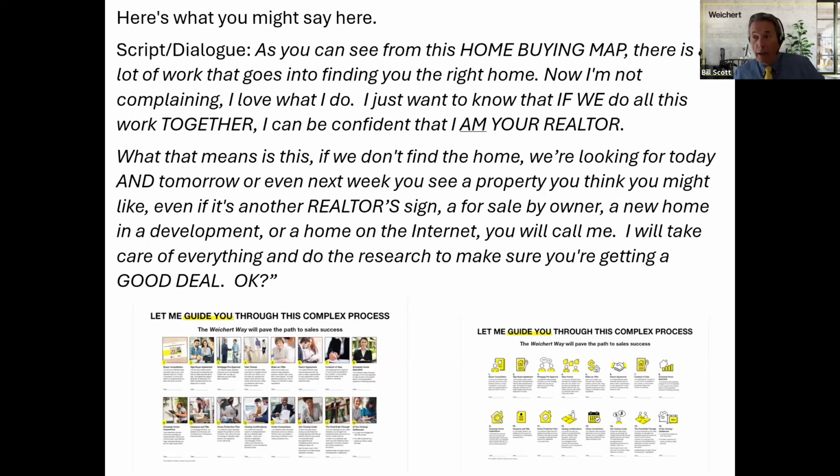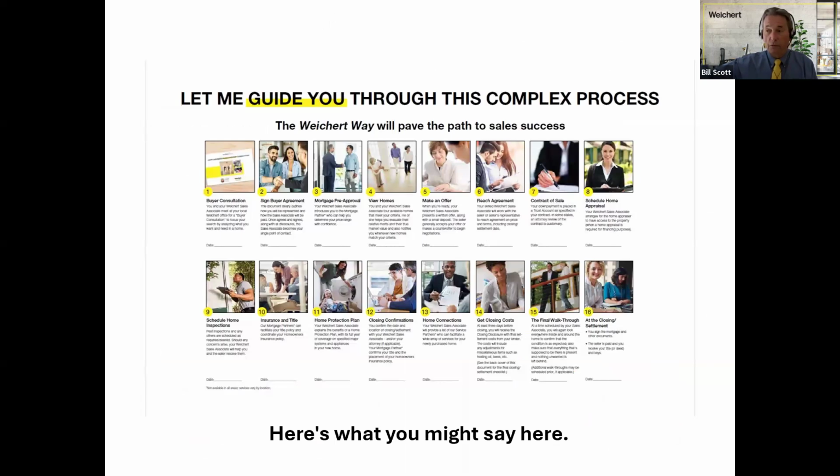As you can see from this home buying map, there's a lot of work that goes into finding you the right home. And you might go through some of these different steps. We're here at step 1 today. I'm going to introduce you to a great lender who can give you an idea of what your buying power is. And by the way, some people that thought they could only afford this much found out they could afford this much because of the different kinds of loan programs available. We're going to look at homes. If we find one you like, I'm going to do all the paperwork. And you can talk about as many of these as you feel necessary based on the vibes you're getting from the customer you're sitting across the table from.